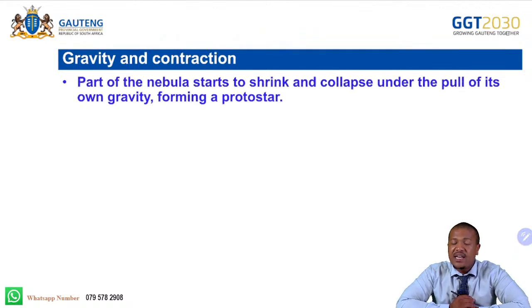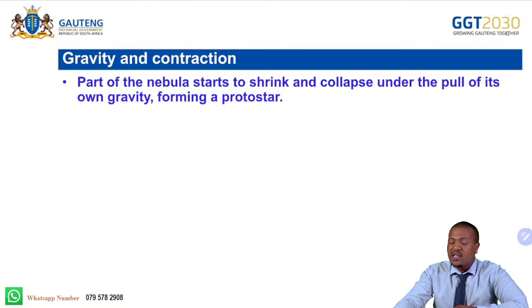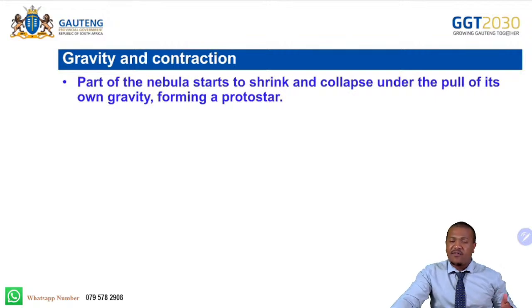Now let's talk about gravity and contraction. We understand now how a star is formed. Part of the nebula now starts to shrink and collapse under the pull of its own gravity, forming a protostar. This is the next developmental stage of a star.